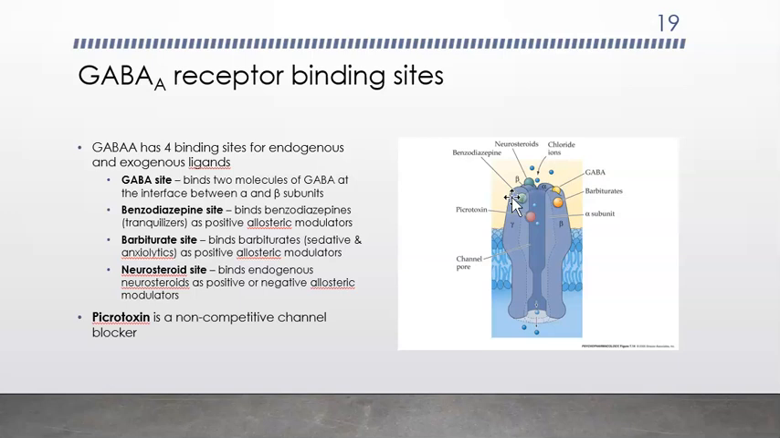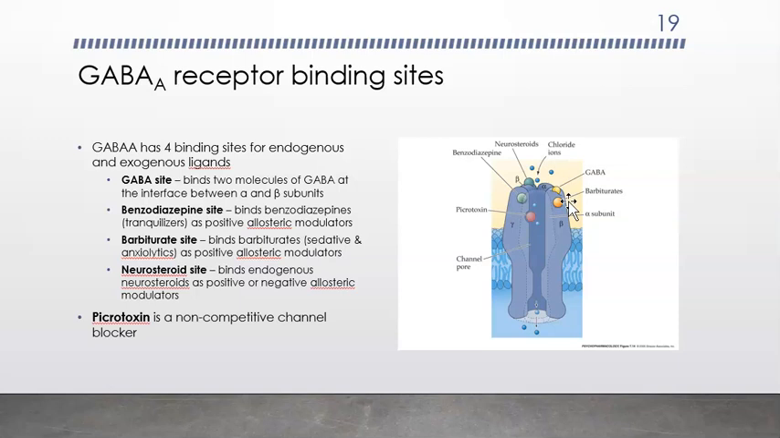So they're going to increase the probability of this opening. We've then also got a barbiturate site. That's this little orange one here. This is where barbiturates will bind, obviously, and again, it acts as a positive allosteric modulator.